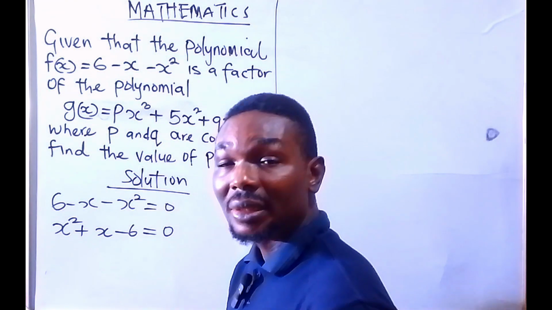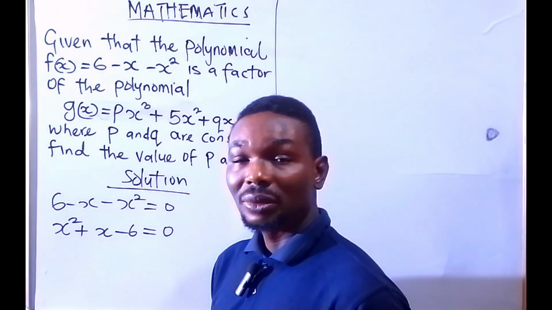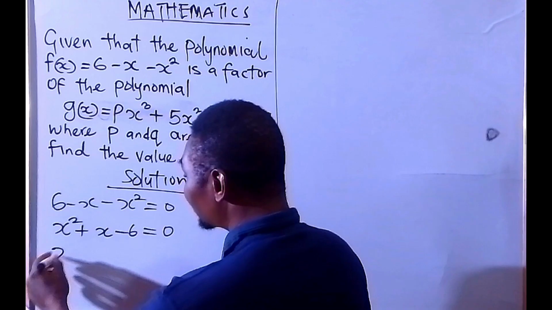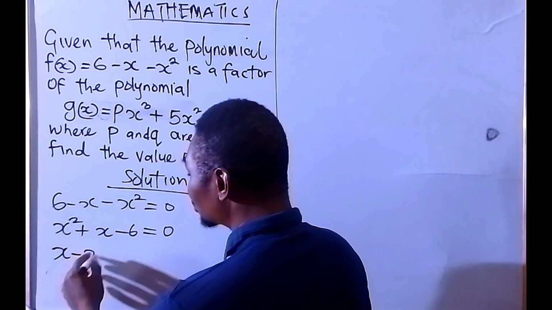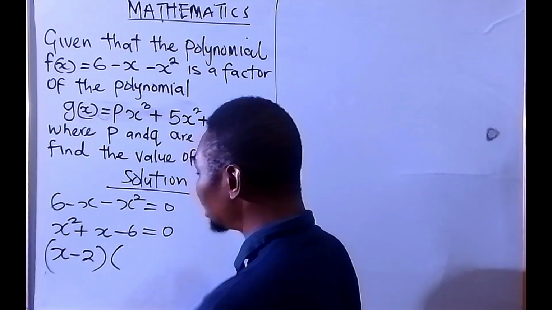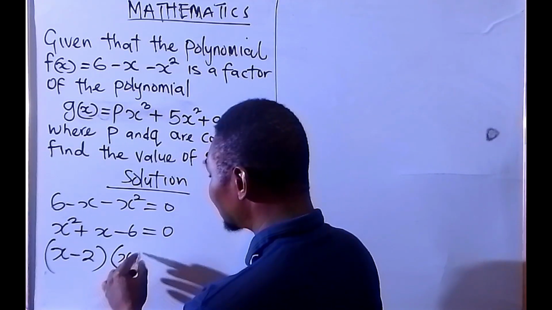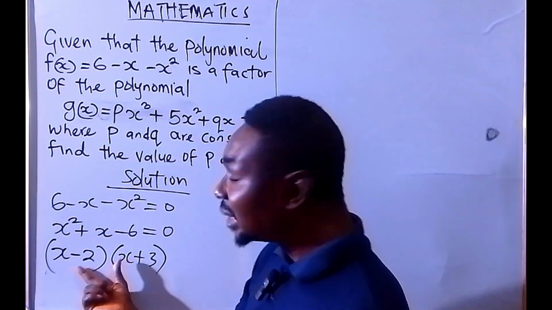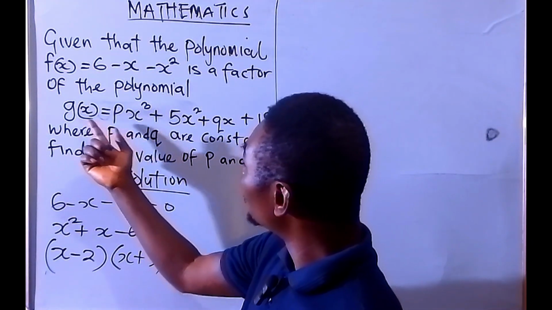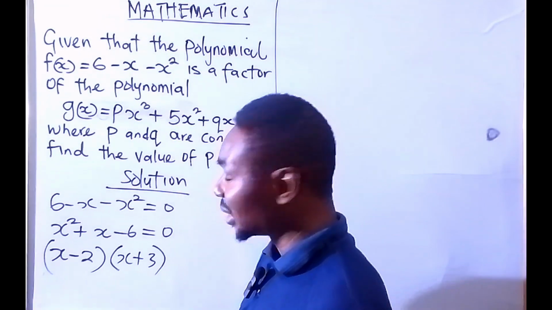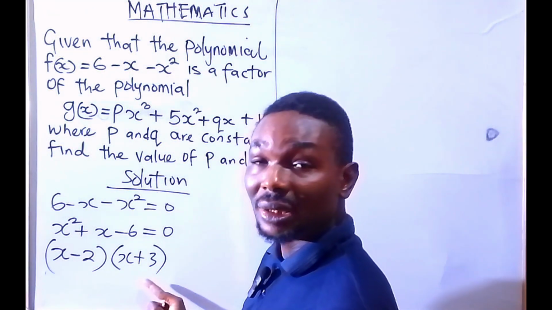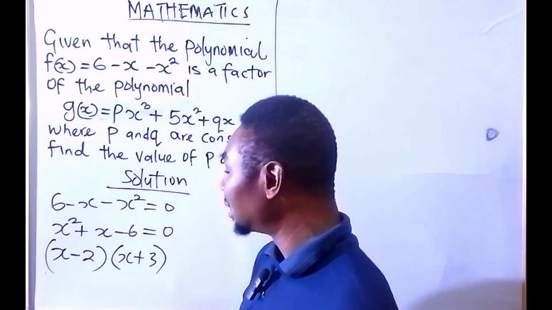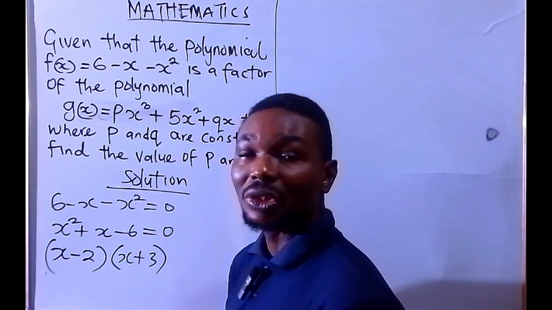So the two factors are minus 2 and 3. So therefore, we now have x minus 2 into x plus 3. So this x minus 2 will go into g of x. x plus 3 must go into g of x. That is, the two of them are factors of this g of x.